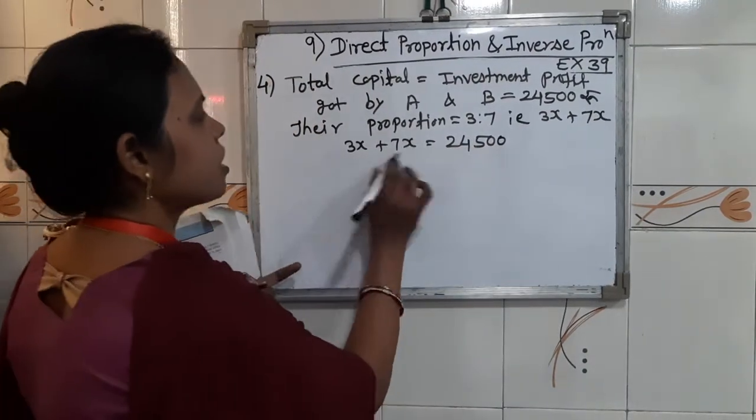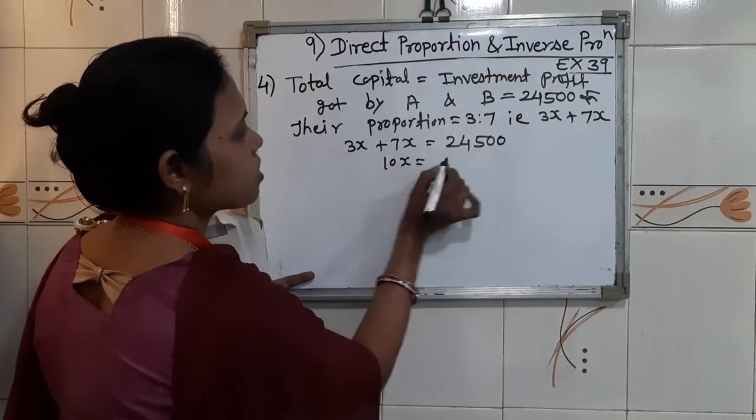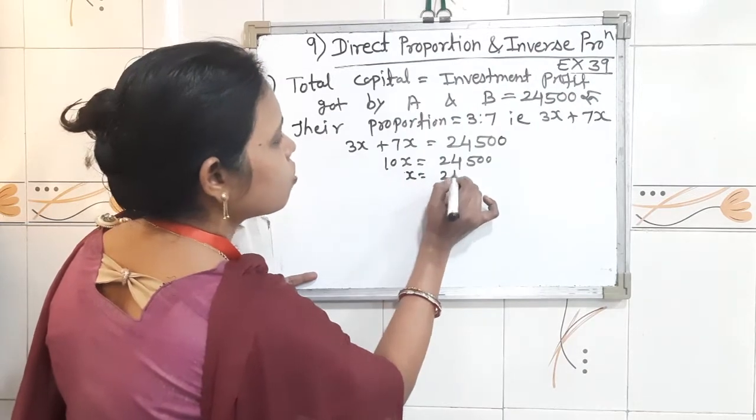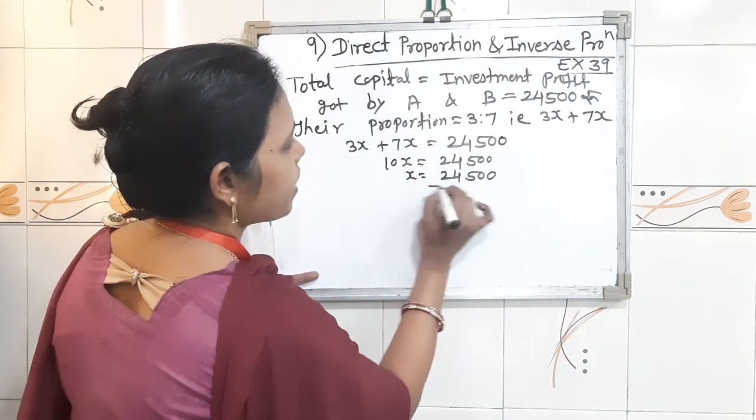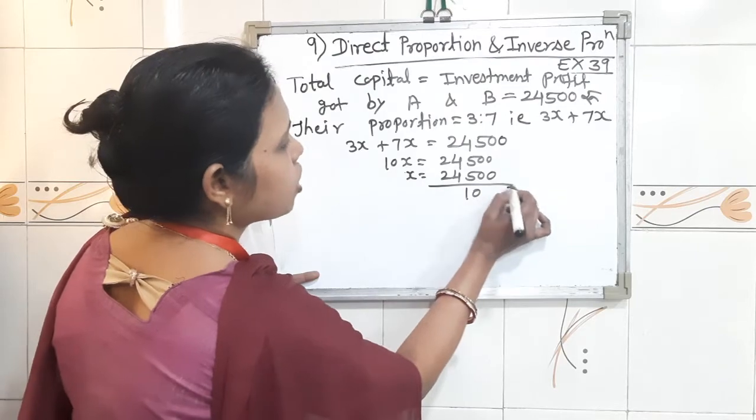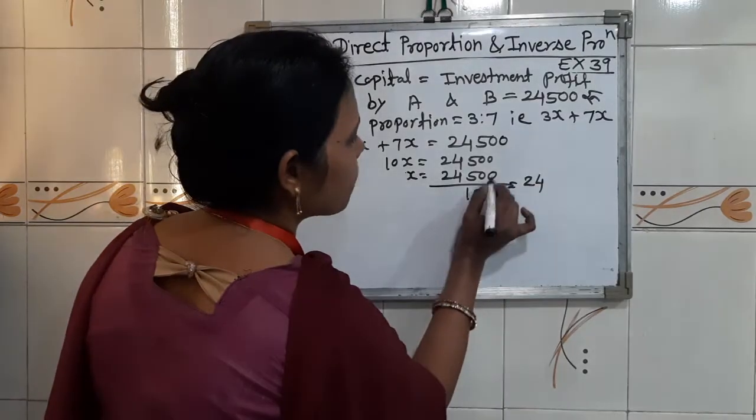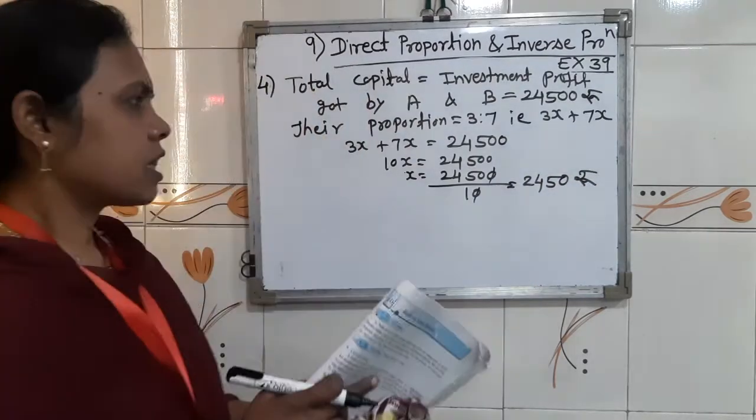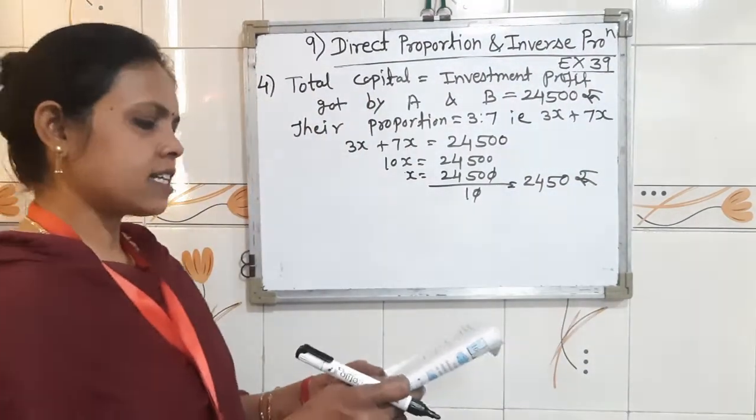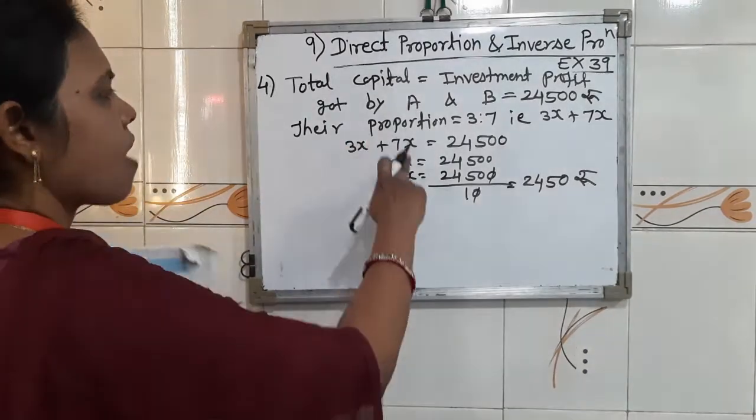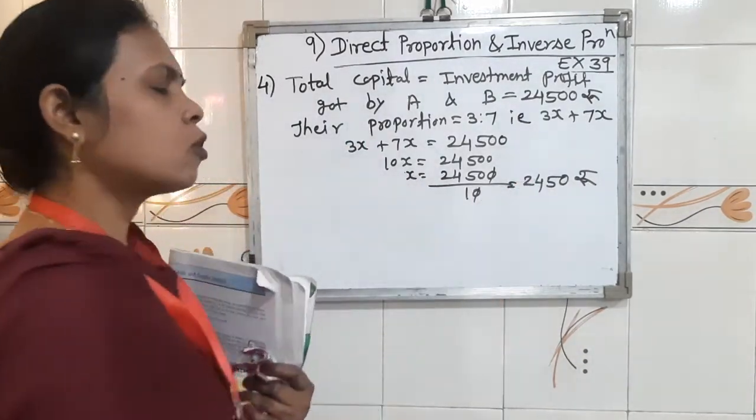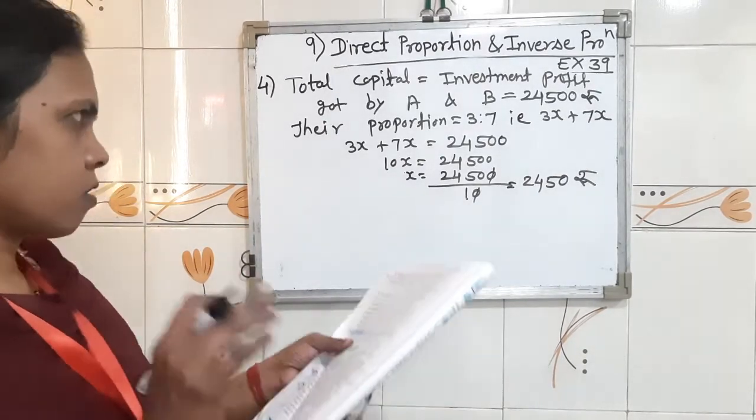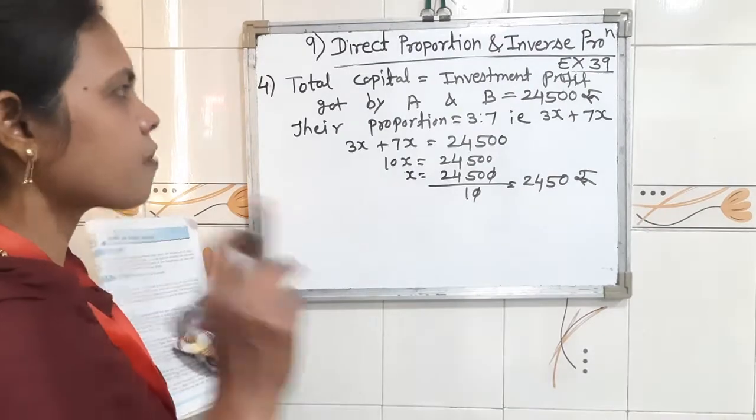24,500. So children, addition of both, 10x equal to 24,500. x equal to 24,500 divided by 10, the zero will cancel, equals 2,450 rupees. Now both investments have been made, and after that they got a profit of 2,450. Then we are going to find out the profit each one got.